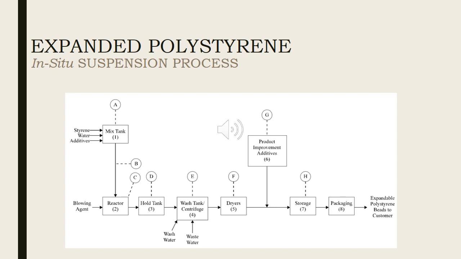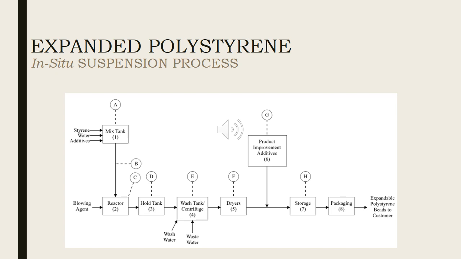The second industrial process for the manufacturing of expanded polystyrene is the in situ suspension process, which is shown schematically in the figure presented on the slide. The major difference between this process and the post-impregnation suspension process is that polymerization and impregnation take place at the same time in a single reactor.